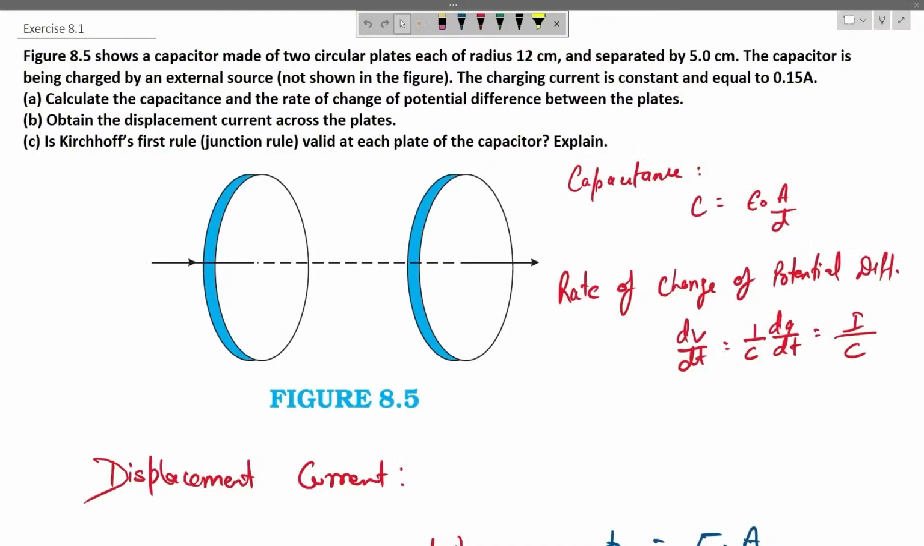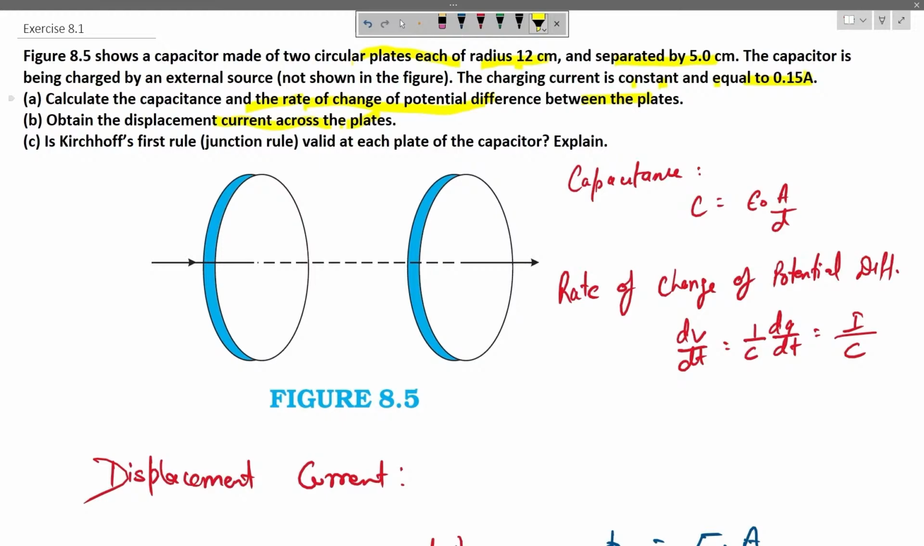The question says that figure 8.5 shows a capacitor made of two circular plates, each of radius 12 cm and separated by a 5 cm distance. The capacitor is being charged by an external source not shown in the figure. The charging current is constant and equal to 0.15 ampere. Now we have to calculate the capacitance and the rate of change of potential difference between the plates. We also need to obtain the displacement current across the plates.